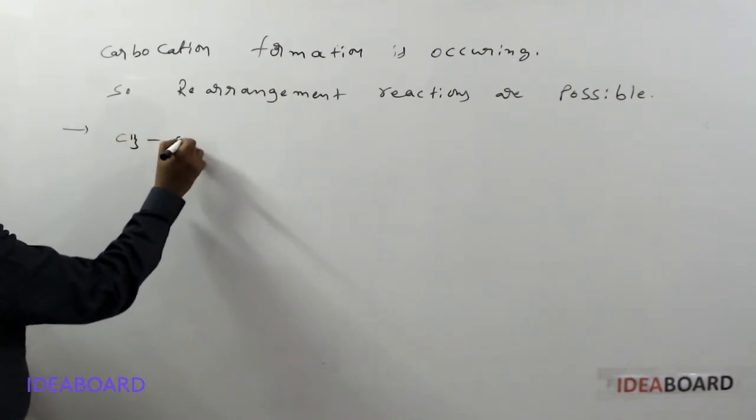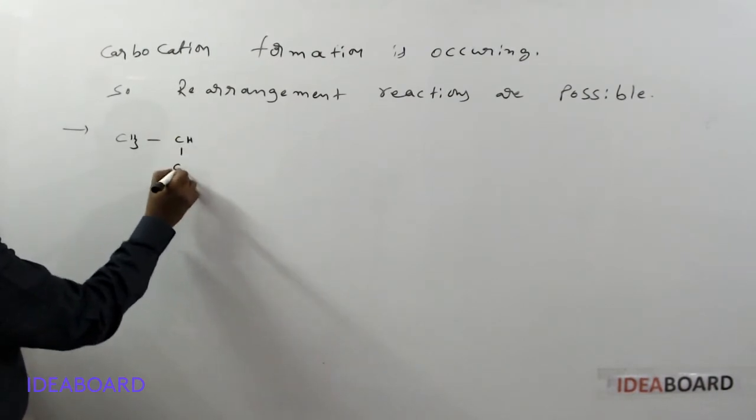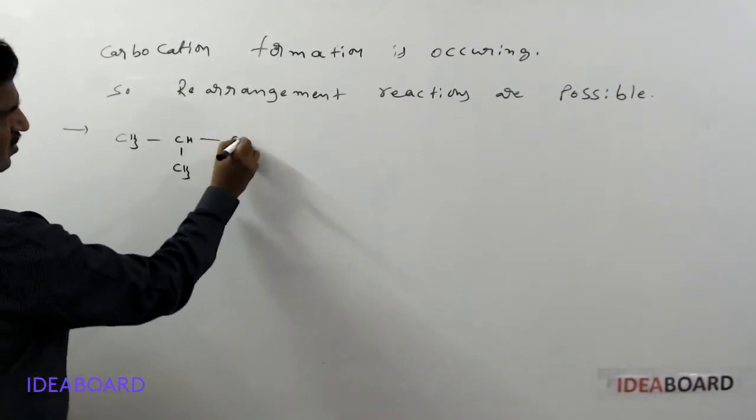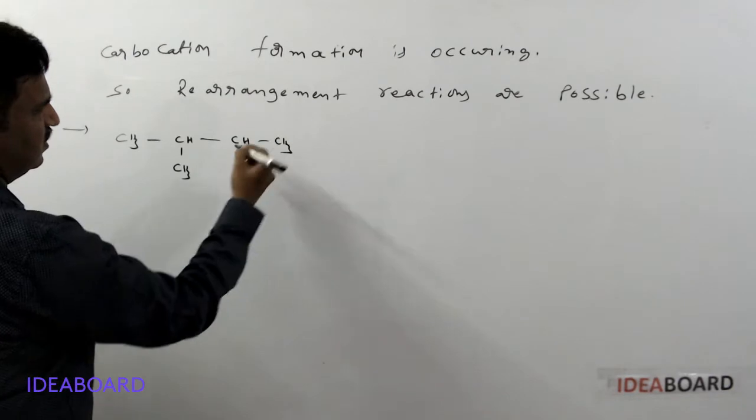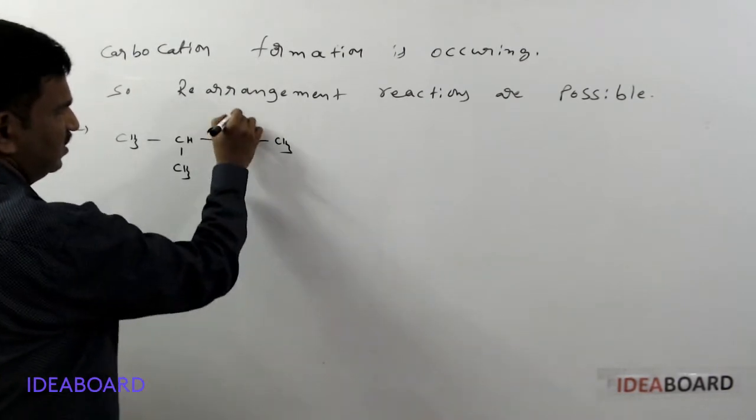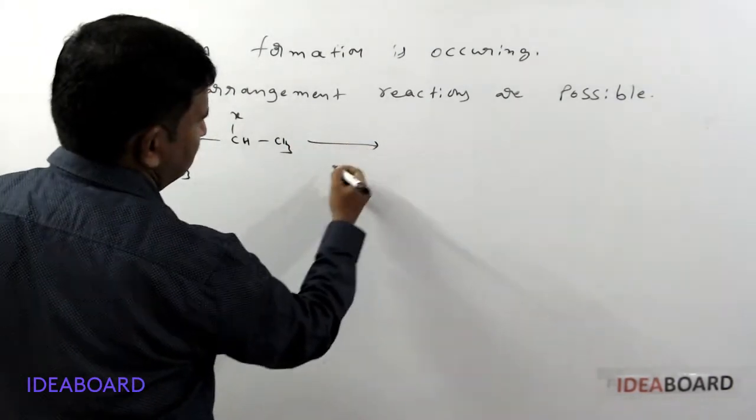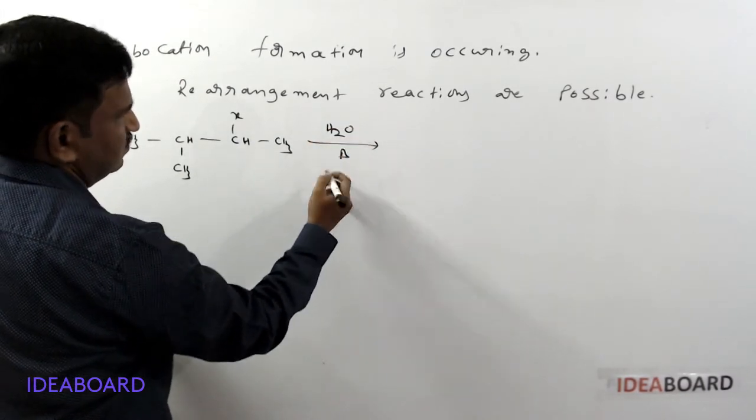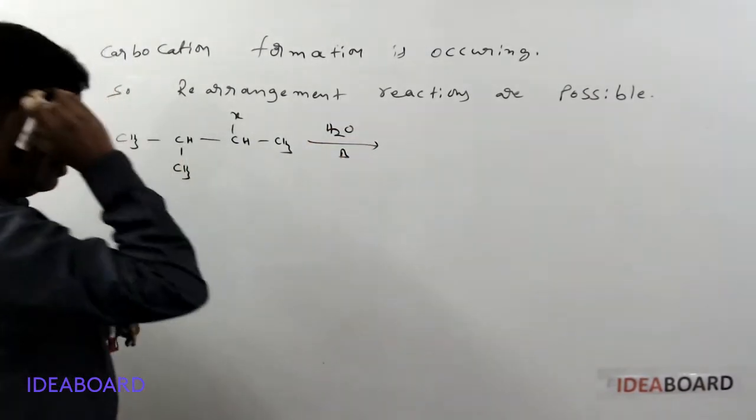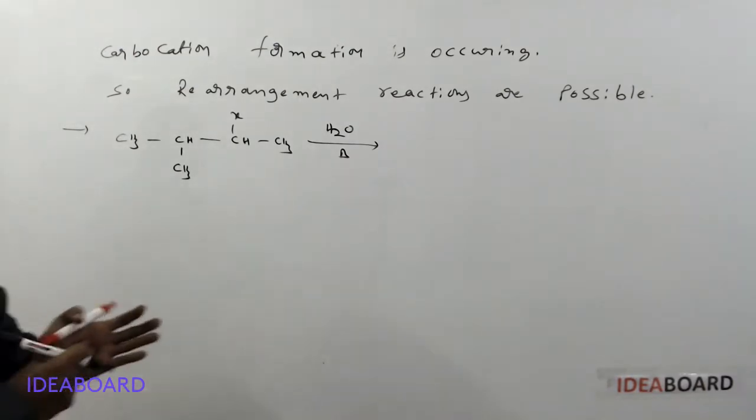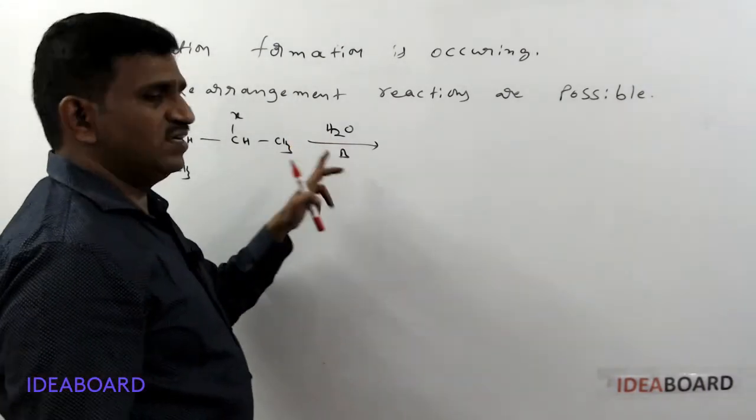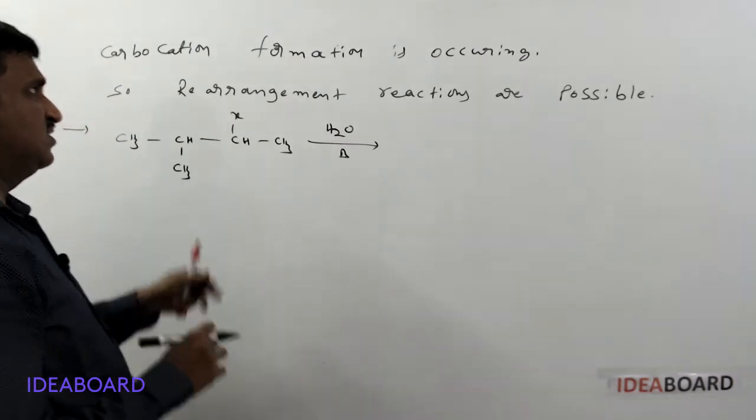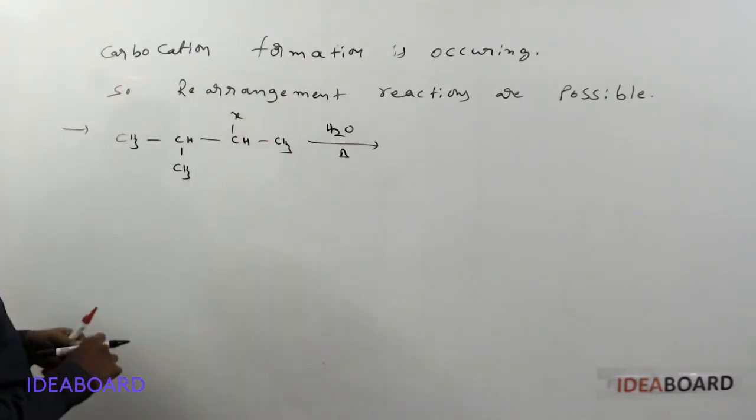Suppose CH3, CH, CH3. Here it is a CH, CH3 we have, and here there is a halogen, and this is undergoing reaction with H2O and delta. We said elimination reaction means it always involves a weak base or weak nucleophile and delta. For E1 reactions, they provide delta.